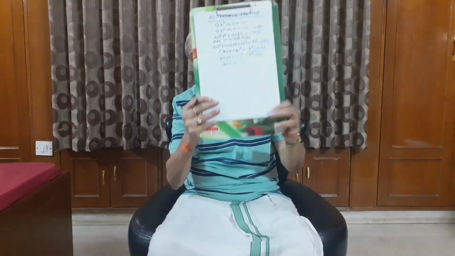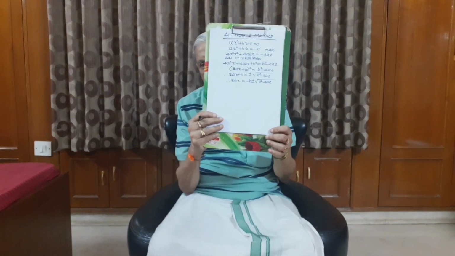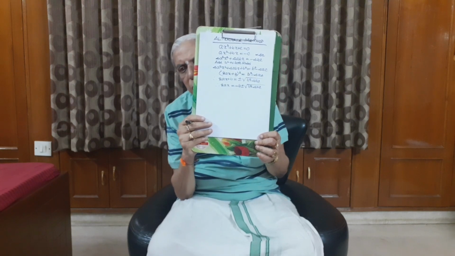Therefore, what is the value of 2ax? Transfer plus b to the right hand side. When plus b is transferred to the right hand side, it becomes minus b. So minus b plus or minus square root of b squared minus 4ac. See now, 2ax is equal to minus b plus or minus square root of b squared minus 4ac. Therefore, what is the value of x? x is equal to minus b plus or minus square root of b squared minus 4ac, whole divided by 2a.